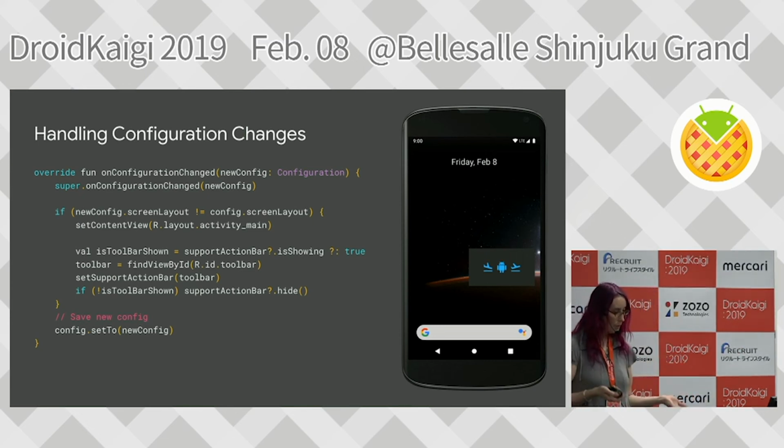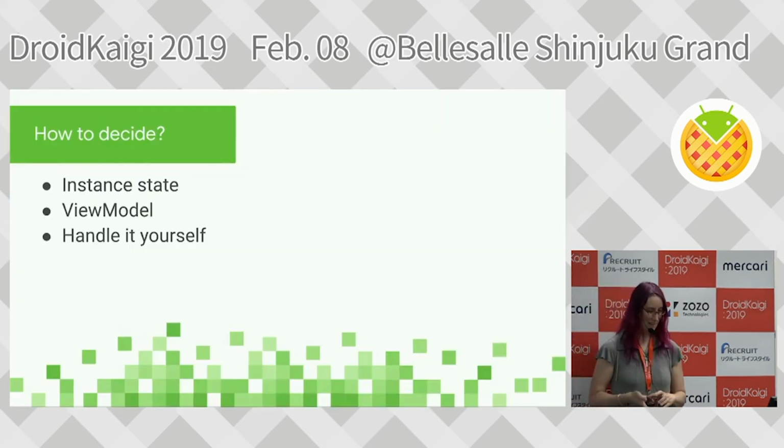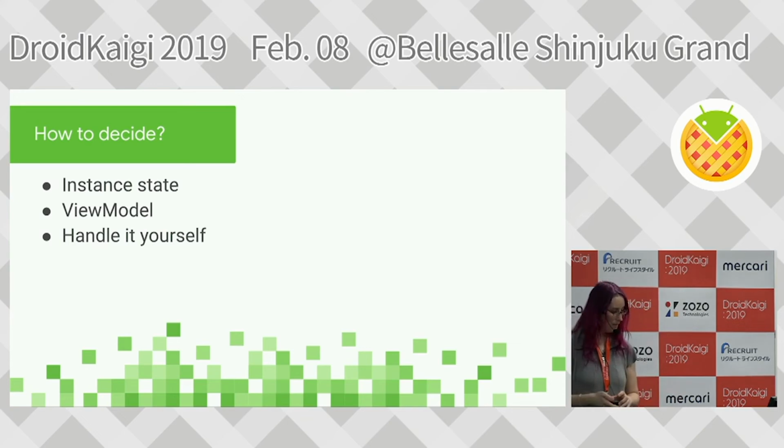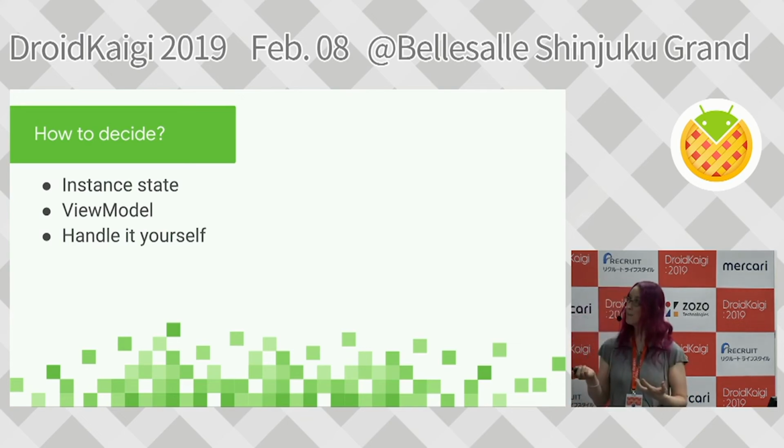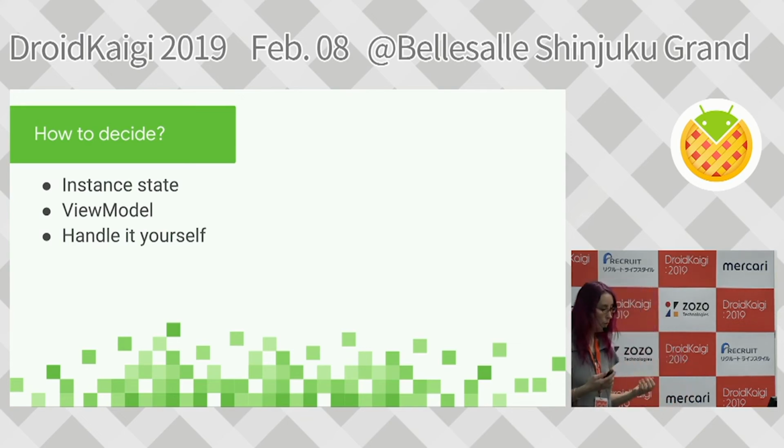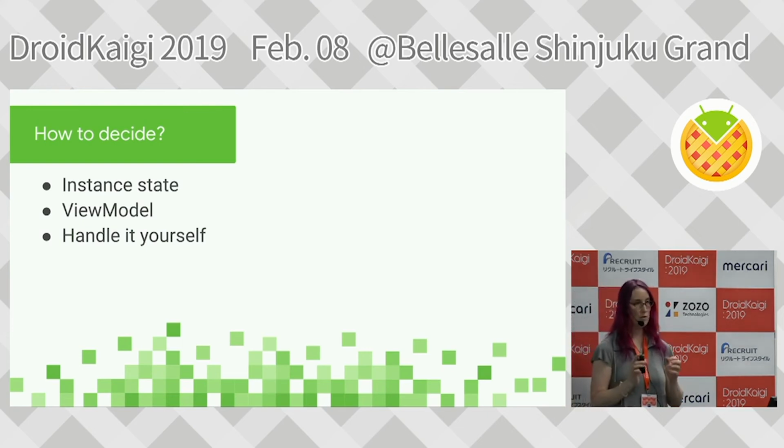So with this in mind, how should we decide what we want to do here? Saving instance state is something that we probably want to do no matter which choice we choose, because even if you're going to handle the configuration change on your own, if the process is recreated, then you want the user to be able to pick up where they left off.